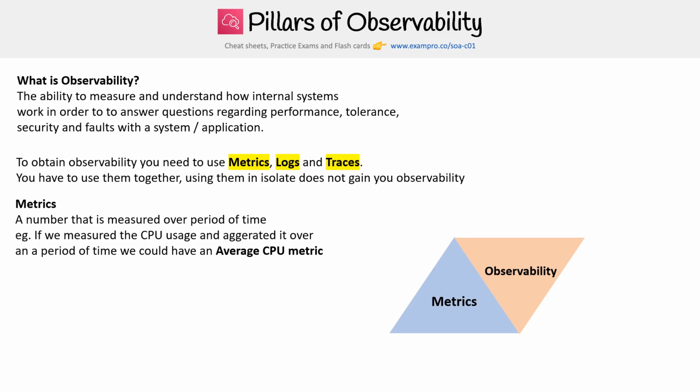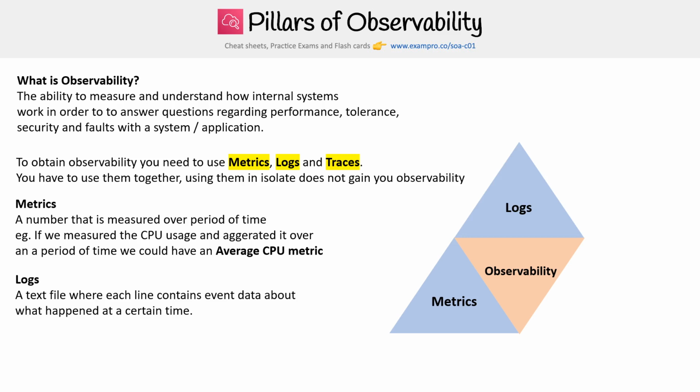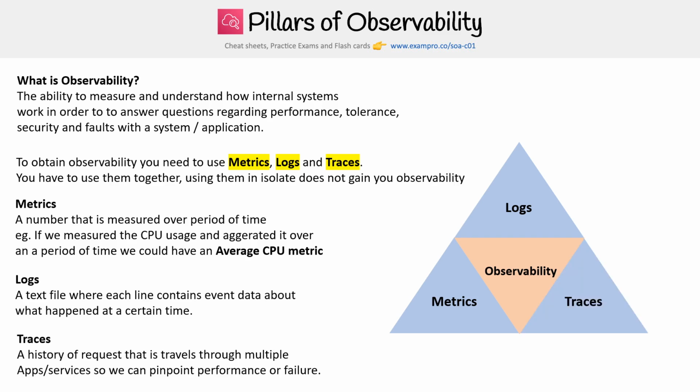So metrics, just think of it as a number that is measured over a period of time. So if we measured the CPU usage and aggregated it over a period of time, we could have average CPU. Then you have logs. So these are just text files where each line in the actual text file contains data about something that has happened at a particular time.